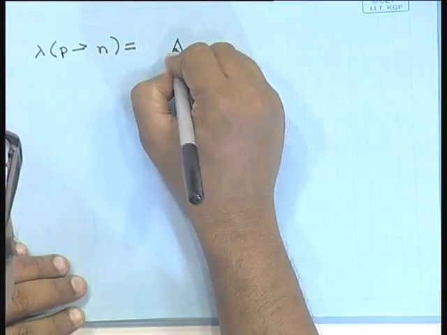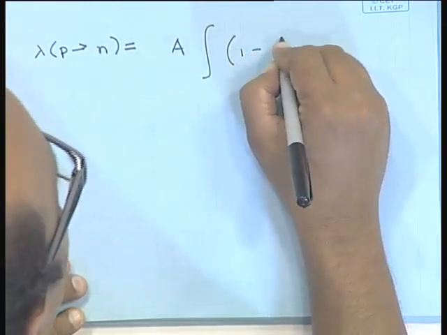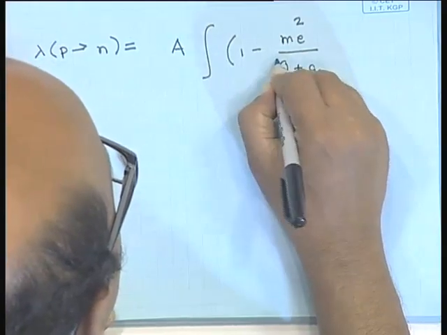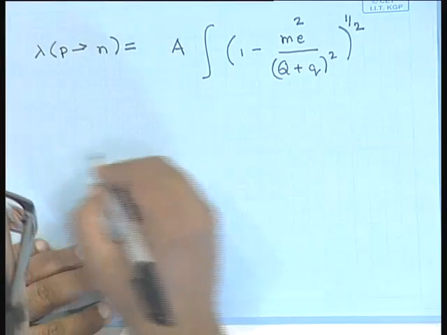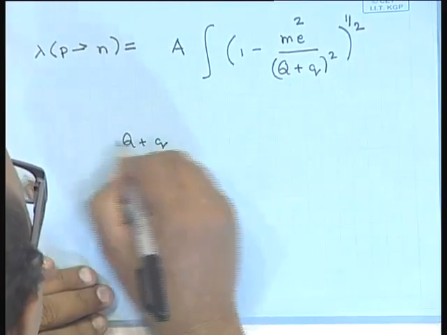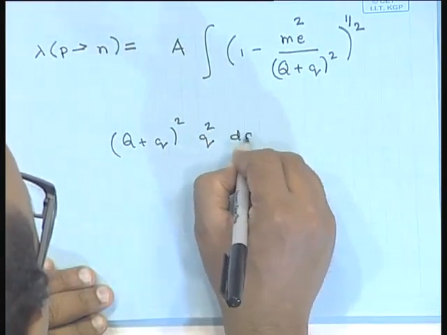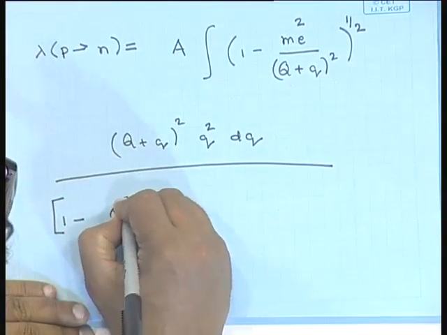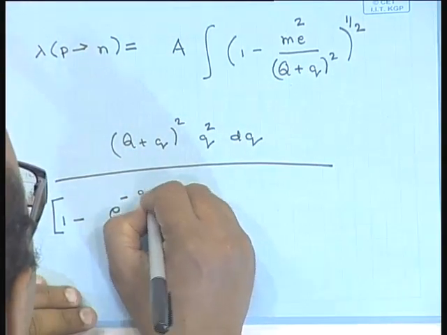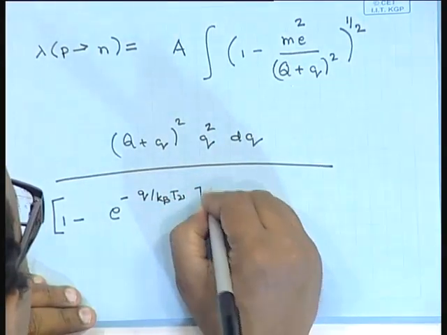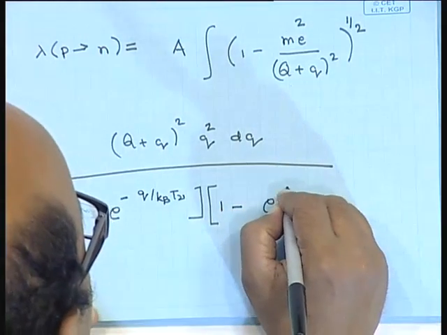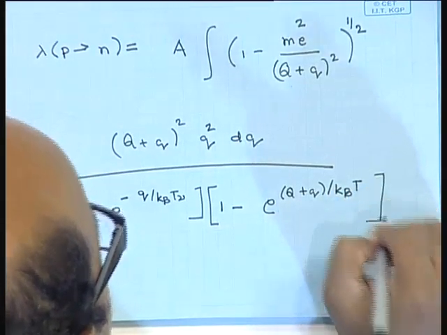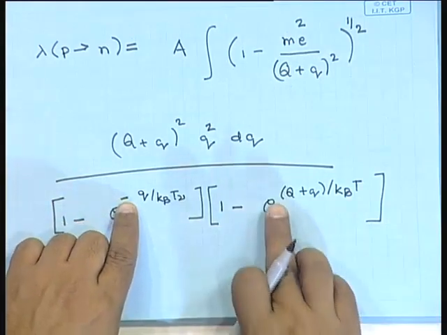So, the reaction rate from proton to neutron is, again, you have the same factor over here, (1 - m_e^2/Q+^2)^(1/2), where m_e is the mass of the electron, and then you have Q+, and here now you have 1 minus e to the power minus Q by kB T neutrino, 1 minus e to the power Q plus Q by kB T. Okay. So, the difference is that we have a negative sign here and a positive sign here.